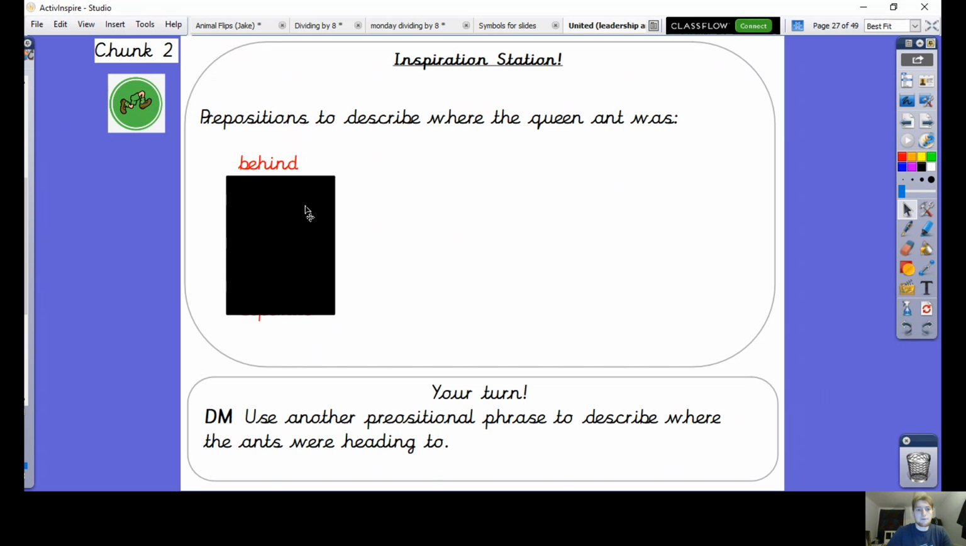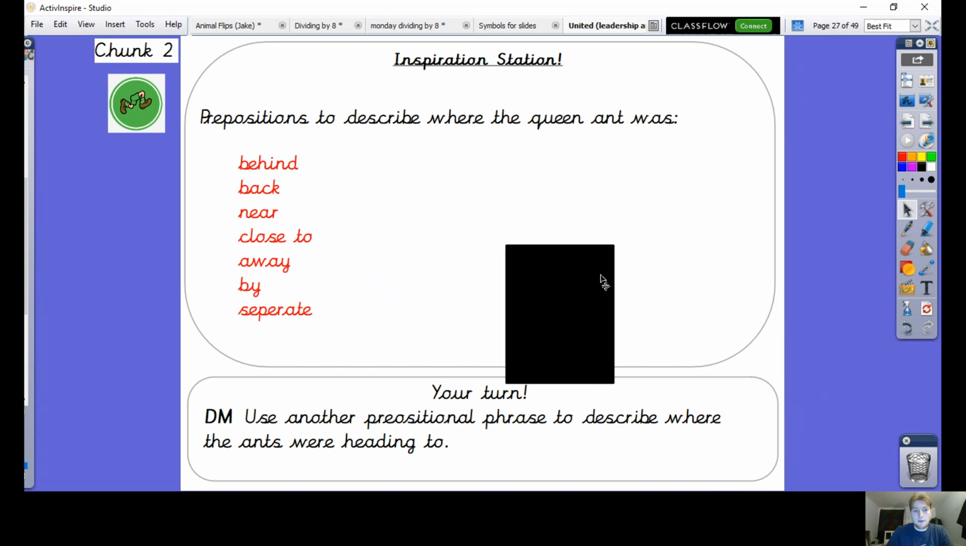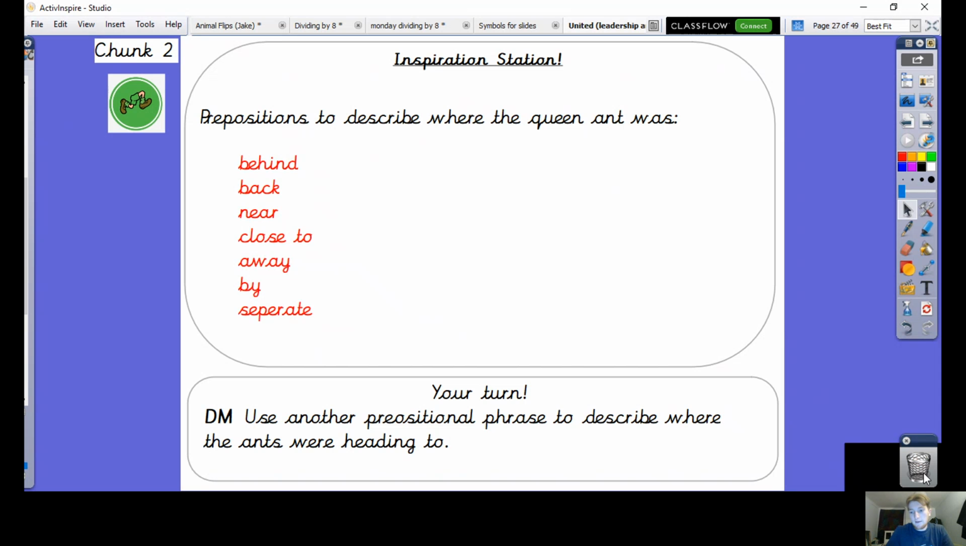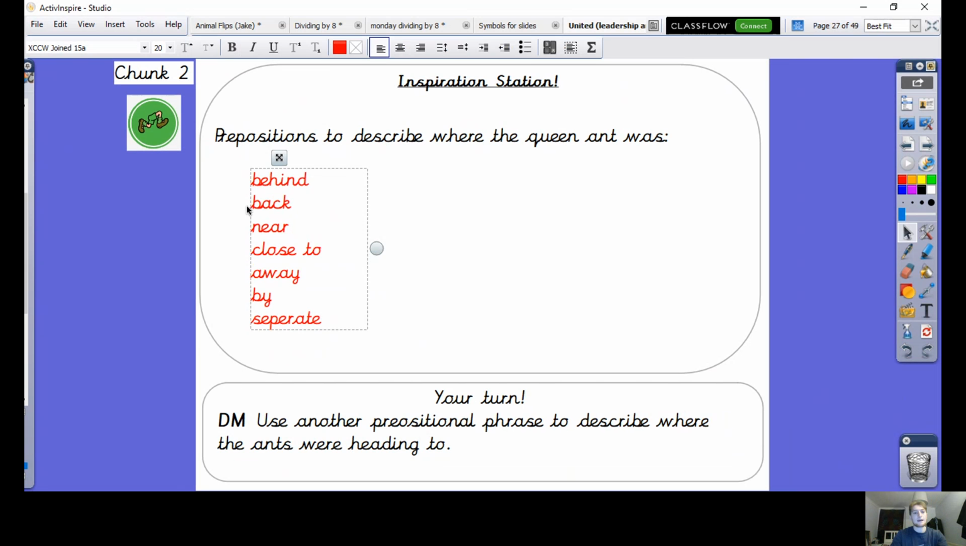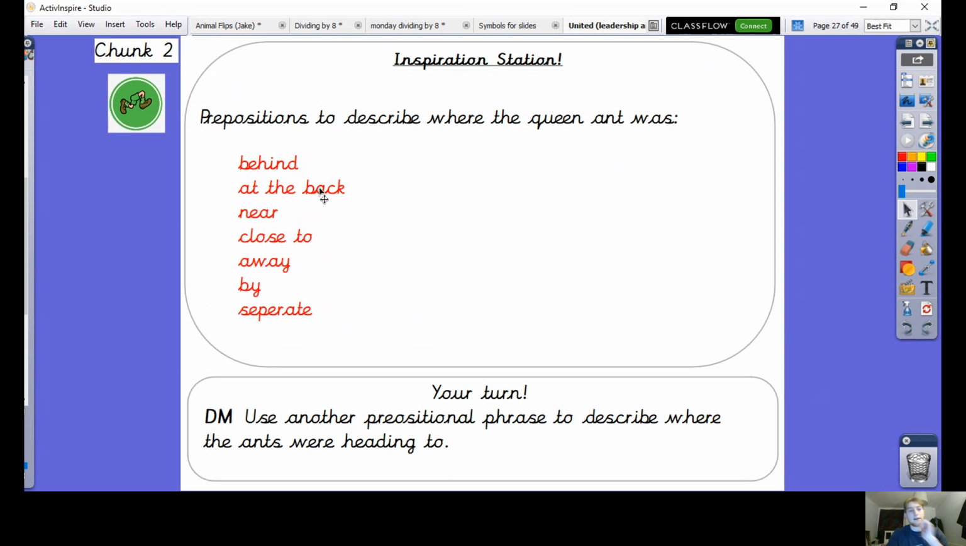Okay, right, let's go through some more prepositions we could have. I've got a big list here. Don't worry if yours are different, that's fine. That's great if you've got some different ones. But if you want some more, here are some which we could use. So behind, like I said, back, because the ant was at the back, or I might even write actually at the back. We're being very precise, we have to be very accurate with this. The ant is at the back.